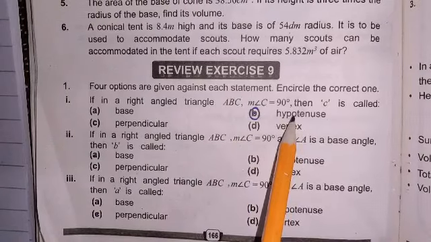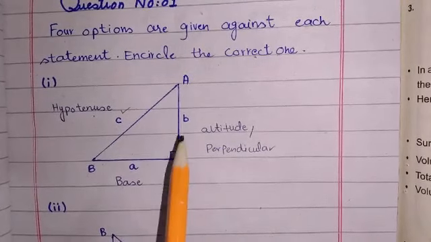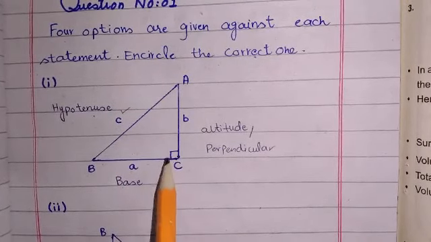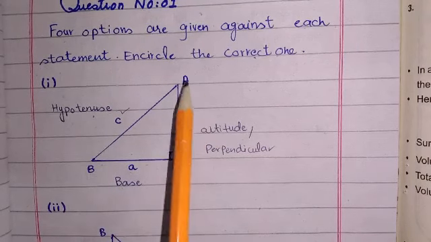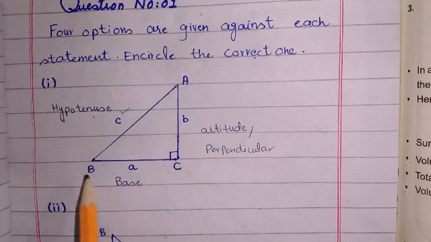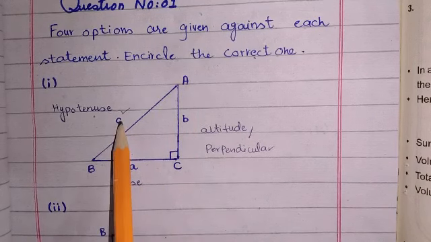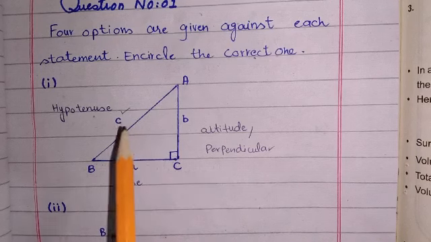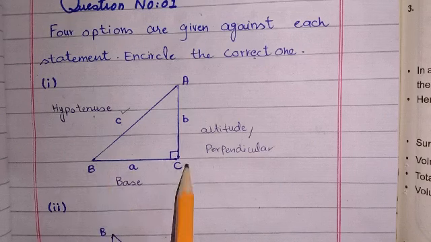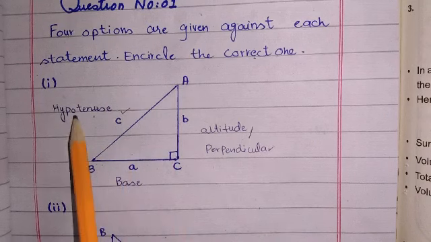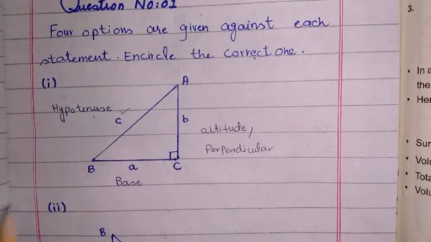How? Now look at the triangle. Now students, here is our triangle ABC, and on point C we have a right angle. As you can see, in between AC we have B, in between BC we have A, and in between AB we have C. I told you in the lecture related to Pythagoras theorem, AC is our altitude, or you can say perpendicular, BC is our base, and AB is our hypotenuse, and the correct option is hypotenuse.